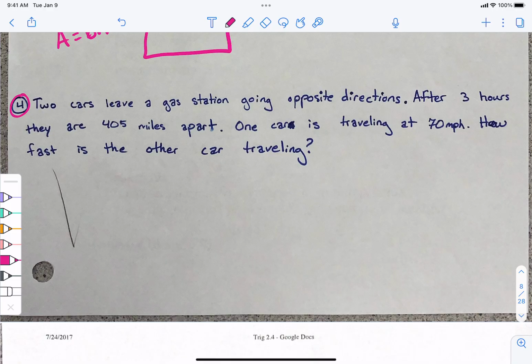Number 4 is going to be similar to the plane one. After 3 hours, they are 405 miles apart. I think you can actually do this one without writing out an equation. You can just think about it. It was not too bad. So those 4, there you go.